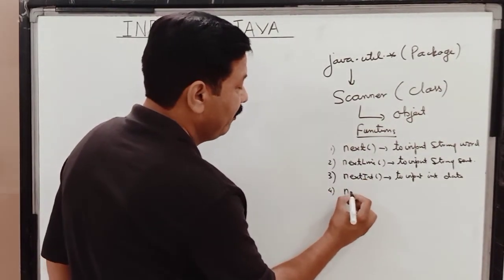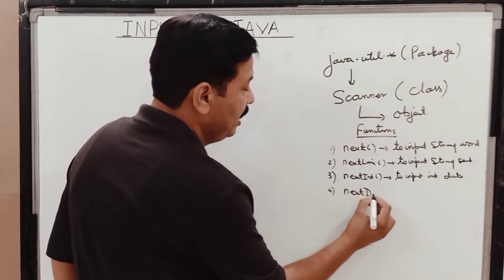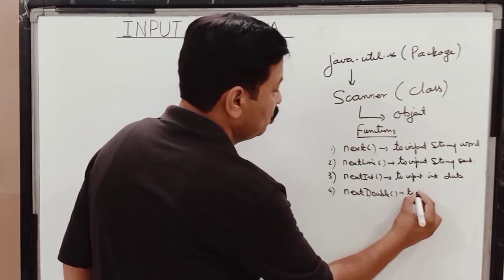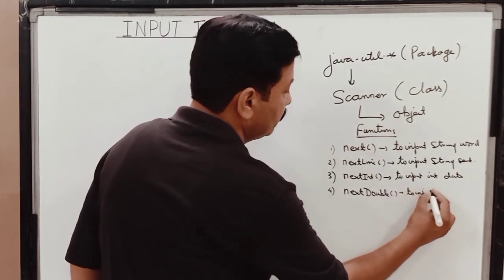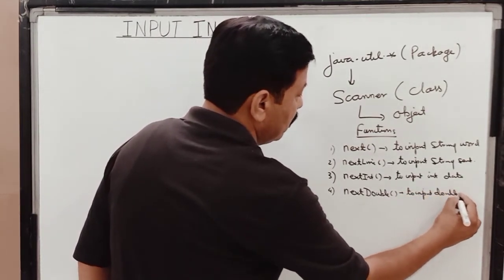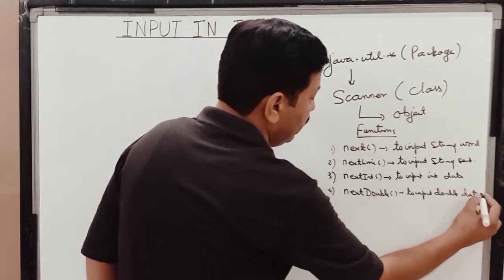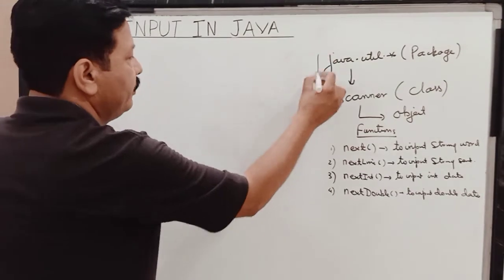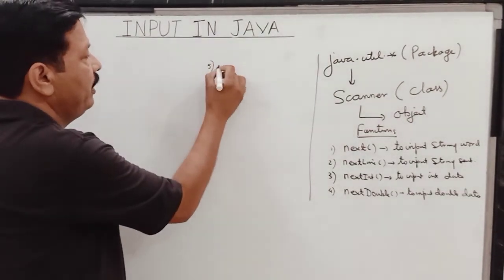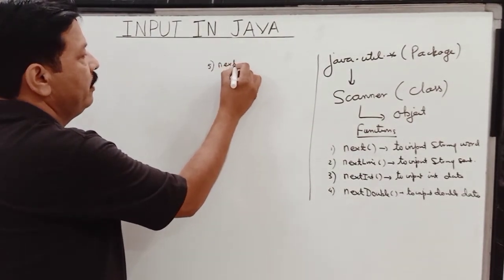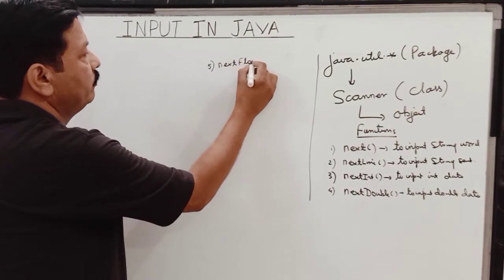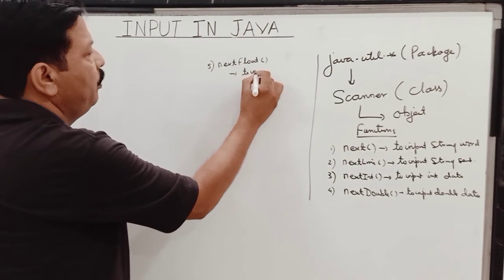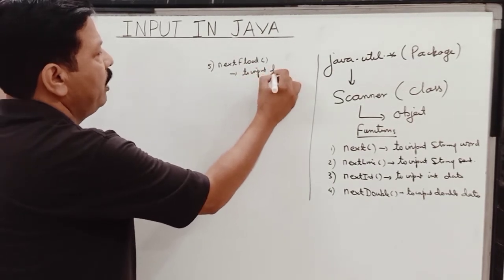Then we have, children, a function called nextDouble. This function will help us to input double data. Okay children, then I am writing it over here. Then we have the fifth function, that is nextFloat. This function is going to input float data.